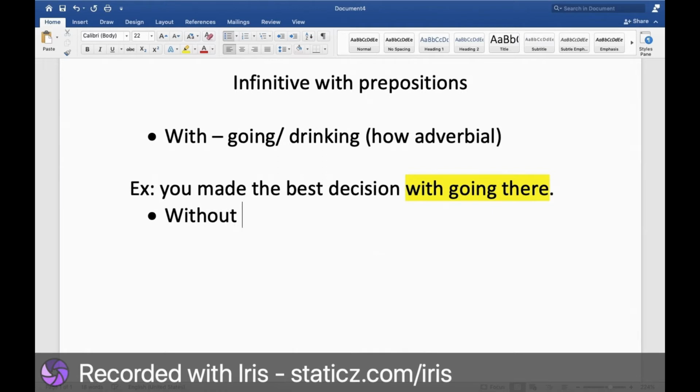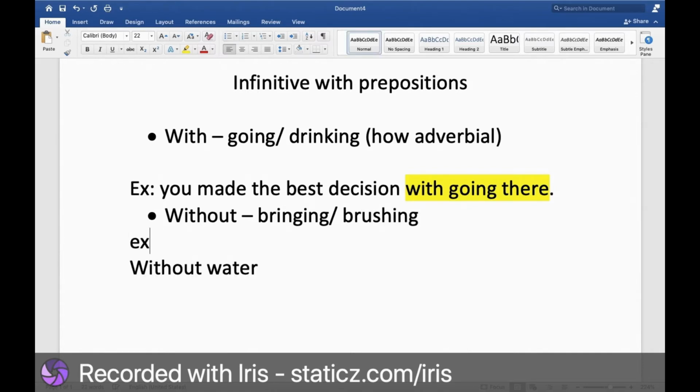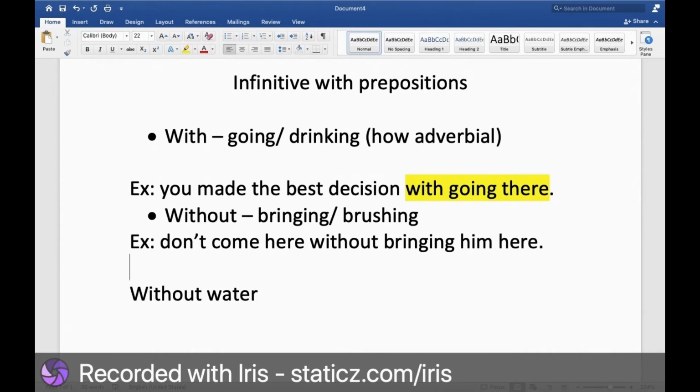Second preposition is "without." So "without" before nouns, pronouns, it's translated like, for example, "without water" means susuz, right? But it's not the same with verbs. With verbs, it's translated like -madan, -meden, like for example, "without bringing," getirmeden, "without brushing," fırçalamadan, right? And if you put it in the sentence, for example, "Don't come here without bringing him here." How can you translate the sentence?